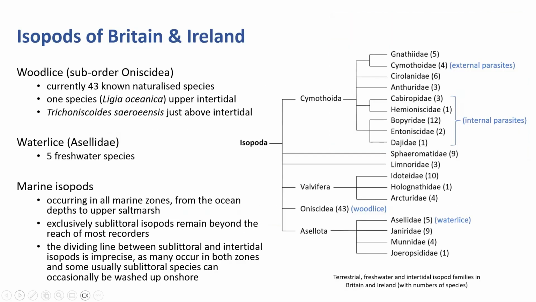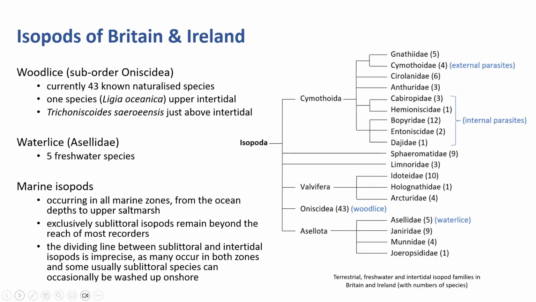So just a very brief overview of the isopods. We've got order Isopoda, divided into various families. We've got the Oniscidea, the woodlice, we've got the Asellota, which include the water lice, and then we've got loads of other families. We've got families which consist of internal parasites, and I'll show some pictures of those. External parasites, we don't get those up here, unfortunately, and various other species as well.